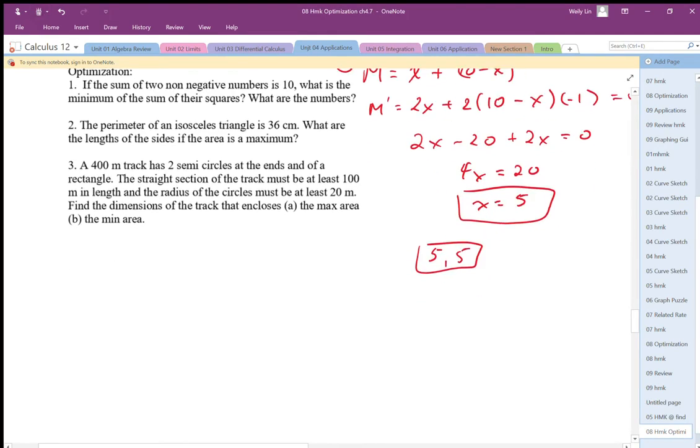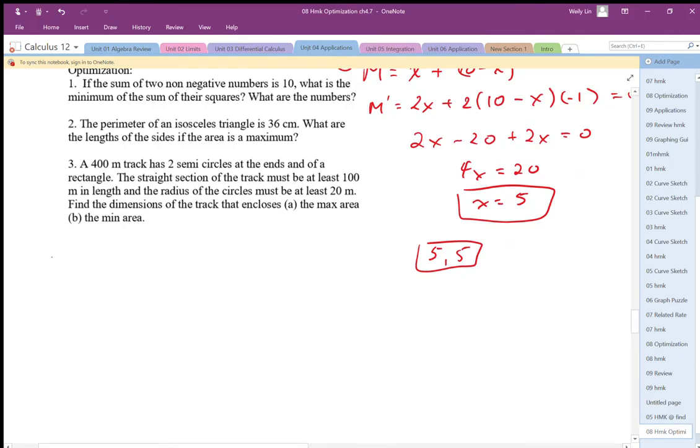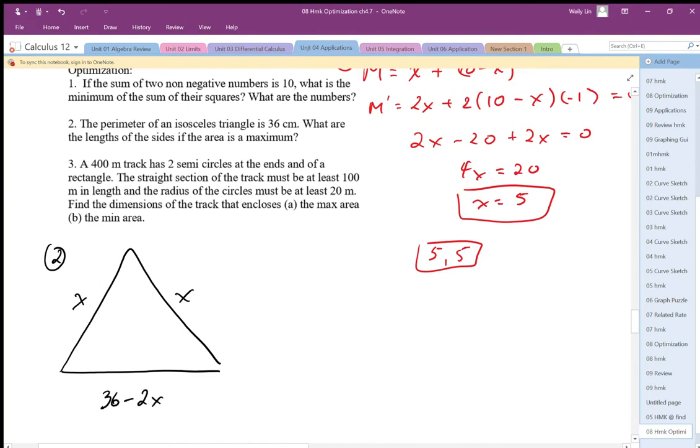is, it says the perimeter of an isosceles triangle is 36 centimeters. Okay, so I've got an isosceles triangle here. I'm going to call that x and x. That would make this length down here 36 minus 2x. Okay, and I want to find out where the area is a maximum.